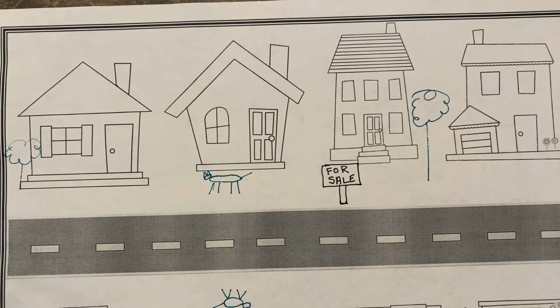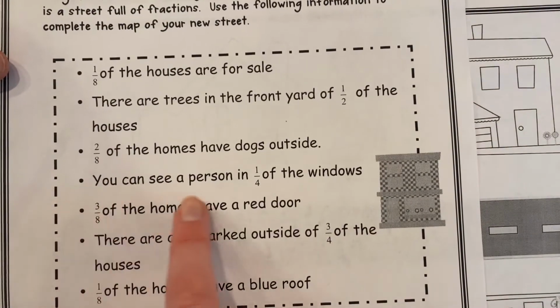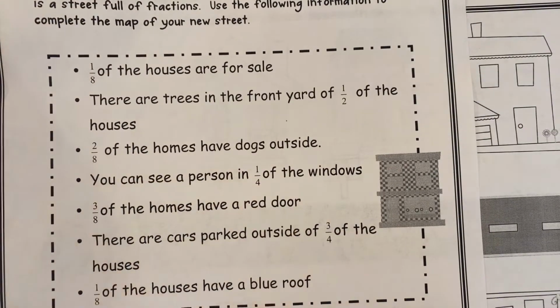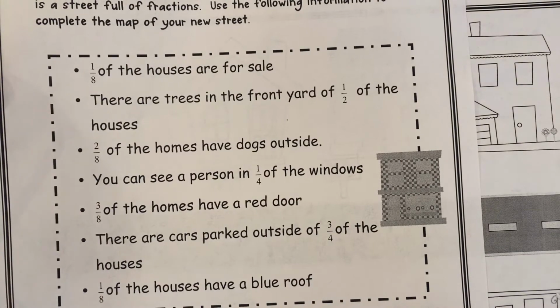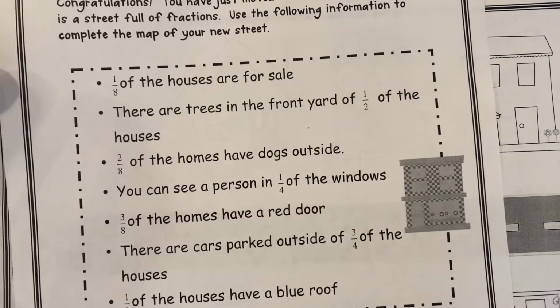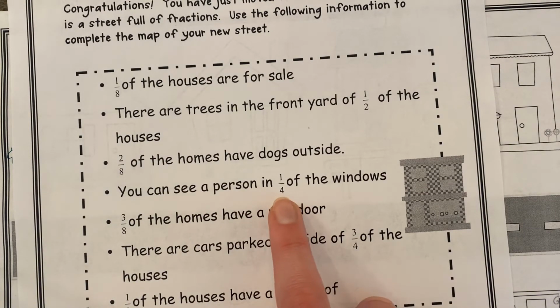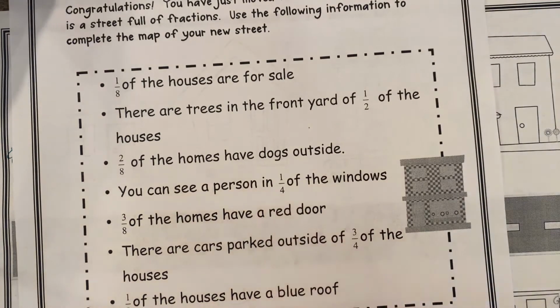Okay, so what you're going to do, since our instructions right here say you can see a person in 1/4 of the windows. To make this easy, because I'm not with you in person and can't really demonstrate for you how to convert the fractions, what we're going to do is 1/4, 1 out of 4 windows on one side and 1 out of 4 windows on the other side, okay?